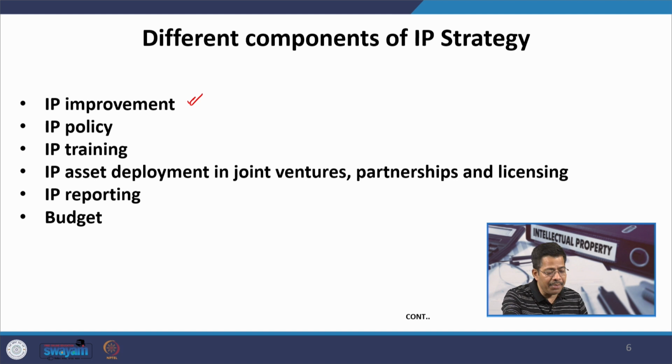IP asset deployment in JVs, partnerships, licensing, etc.